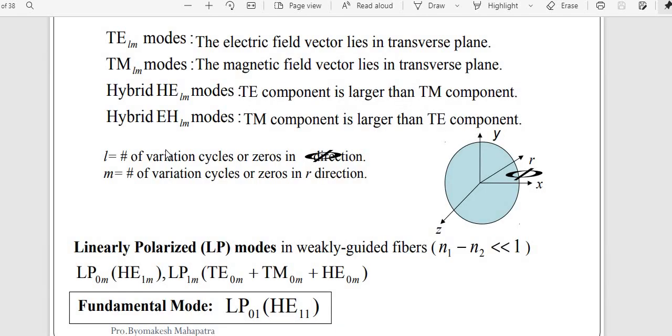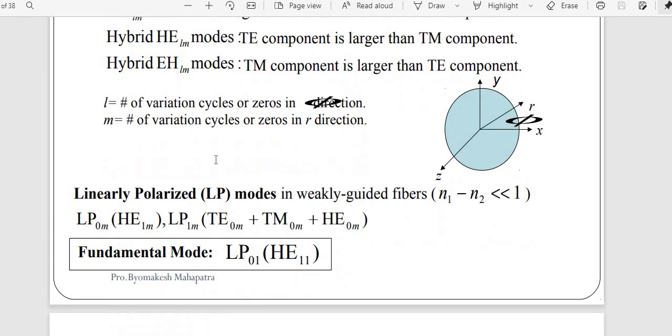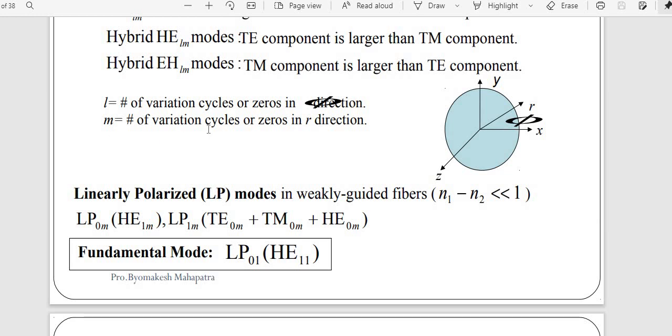In this, what we are considering is TE, LM, where the electric field vector lies in the transverse plane. TM, LM, where the magnetic field vector lies in the transverse plane. Both the planes we considered, and we'll try to find out the total electric and magnetic component. Hybrid HE means the electric field should be more than the magnetic field, so the TE component should be more than the TM component. Hybrid EH means what should be more? Your magnetic component. The TM component should be more than the TE component. So where LM, L indicates the variation cycle in the phi direction.